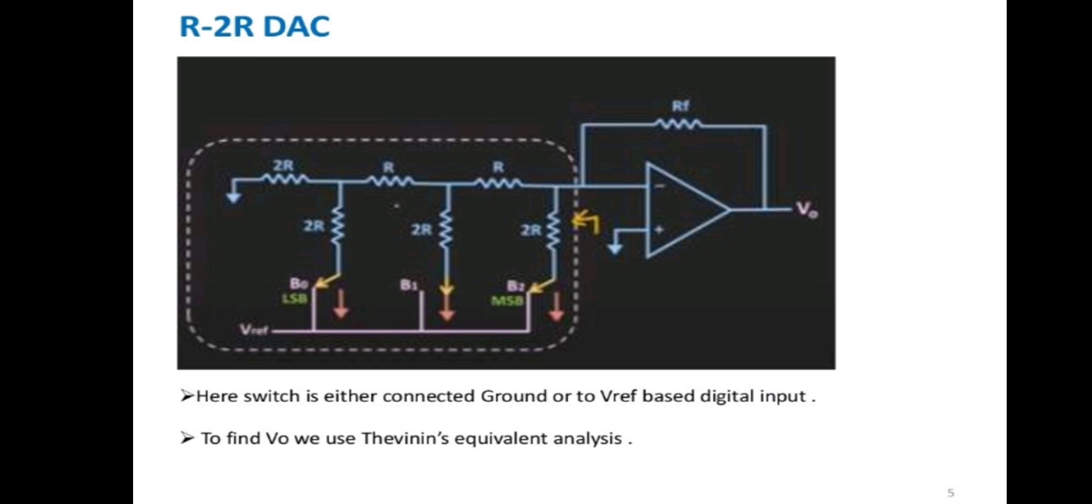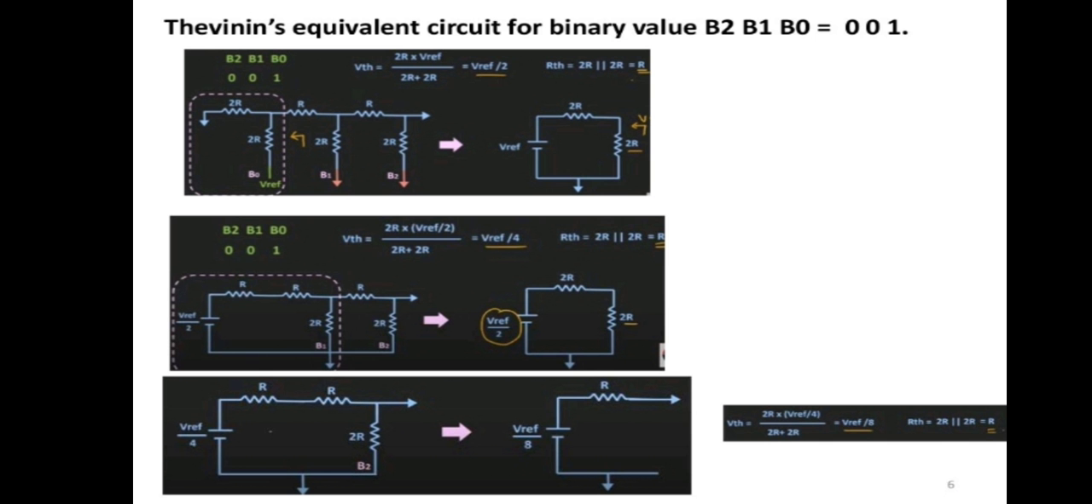R-2R DAC. Here each switch is connected either to ground or to V reference based on the digital input. To find V0 we use Thevenin's equivalent analysis. Thevenin's equivalent circuit for binary value B2, B1, B0 equal to 0, 0, 1, where V equals 2R times V reference by 4, divided by 2R plus 2R, equals V reference by 8.